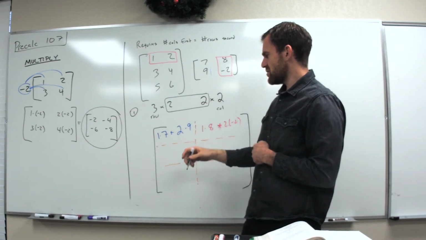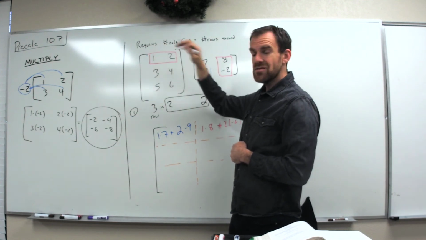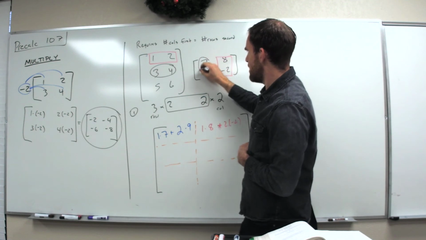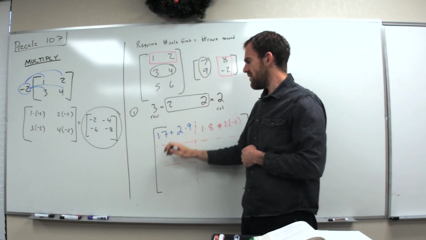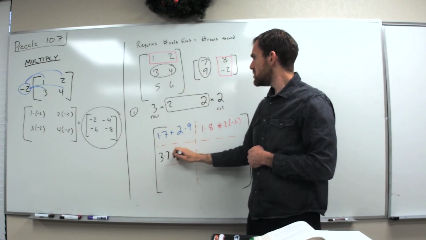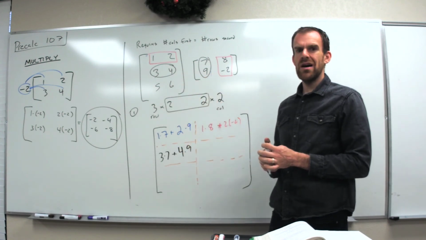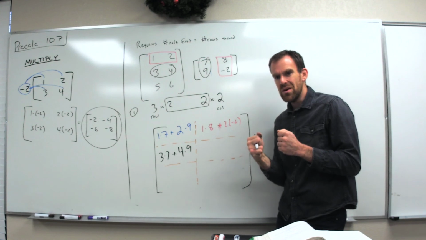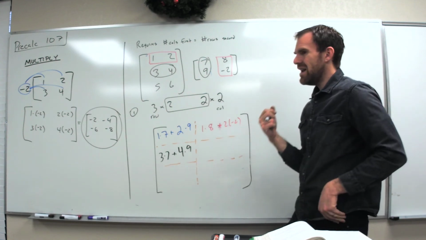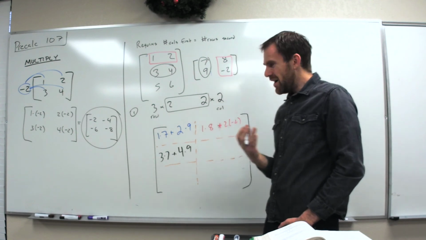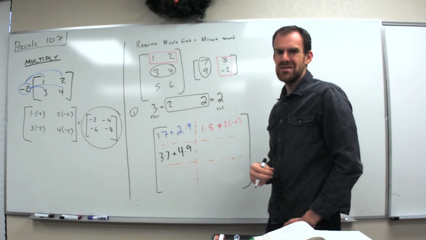So let's work on the next one. I'm done with the first row, so I'm done with 1, 2. Now I'm going to multiply 3, 4 times 7, 9. 3 times 7 plus 4 times 9. You're multiplying the individual elements. This is so important because it actually helps you do all sorts of incredible things. But you just have to get into the process of it a little bit.